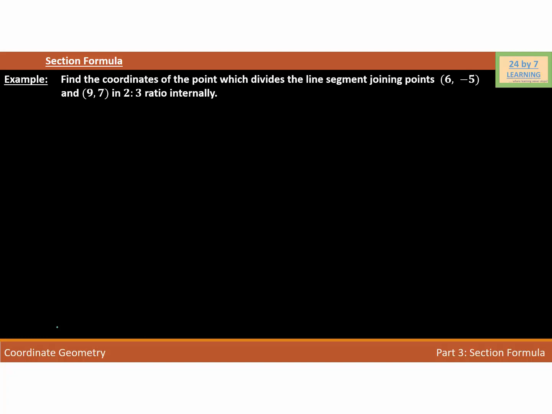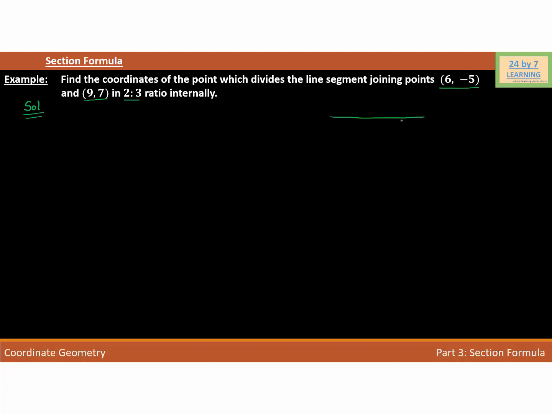Example: find the coordinates of the point which divides the line segment joining points (6, -5) and (9, 7) in 2:3 ratio internally. So as you can see, it is given that we have 2 points, and my first point is this point right here, and my second point is right here, and these 2 points we need to divide internally in 2:3 ratio. So let's draw a picture so that we can see what is actually going on.